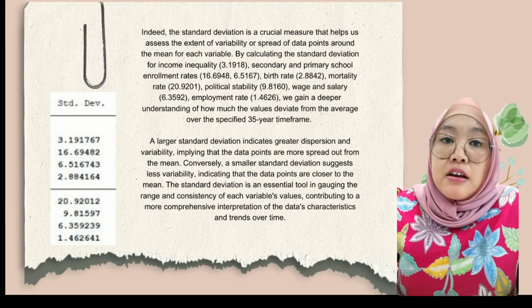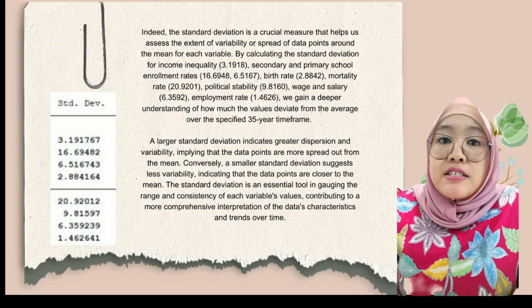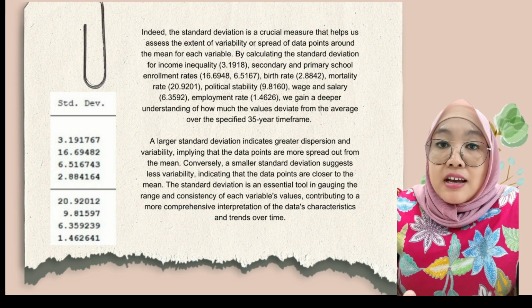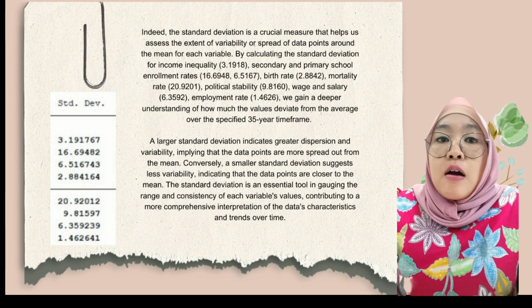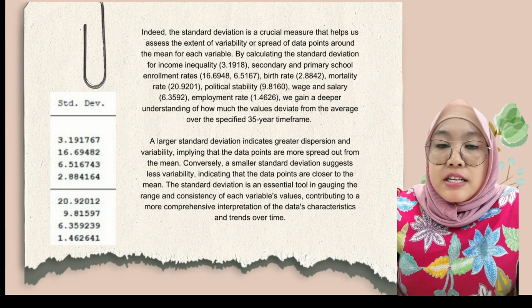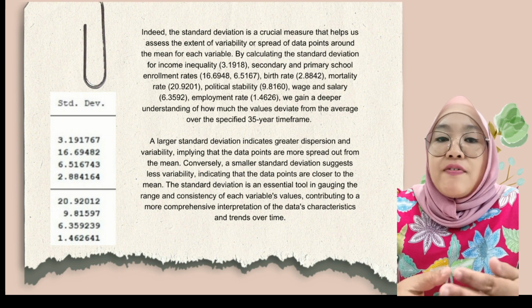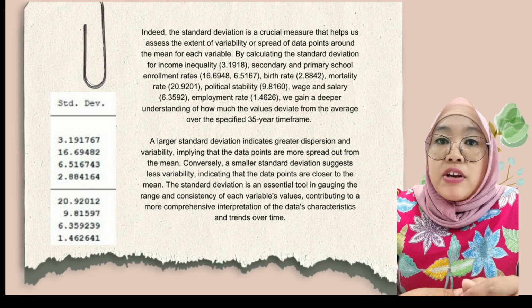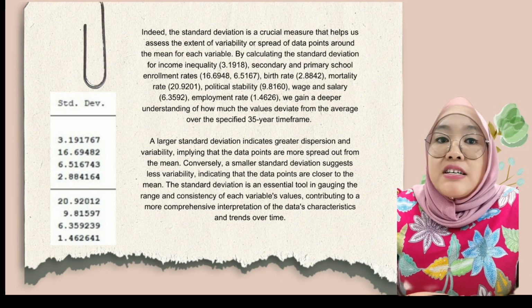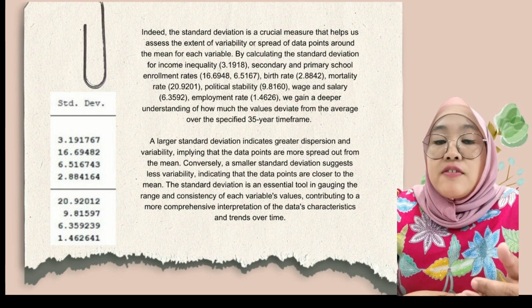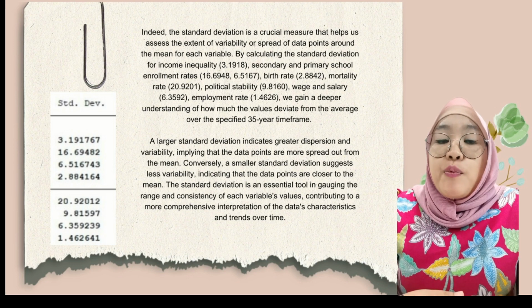we gain a deeper understanding of how much the values deviate from the average over the specified 35-year time frame. A larger standard deviation indicates greater dispersion and variability, implying that the data points are more spread out from the mean. Conversely, a smaller standard deviation suggests less variability, indicating that the data points are closer to the mean. The standard deviation is an essential tool in gauging the range and consistency of each variable's values, contributing to a more comprehensive interpretation of the data characteristics and trend over time.